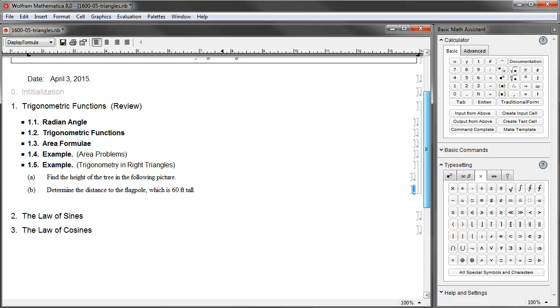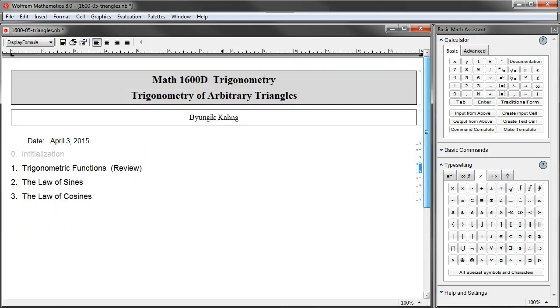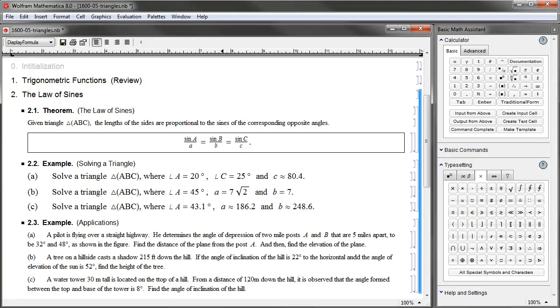But then again, what if we have an arbitrary triangle, not a right triangle? In that case, what kind of tools do we have? Well, in this introductory video, we're going to introduce two typical techniques. One is the law of sines, and it is stated like this.